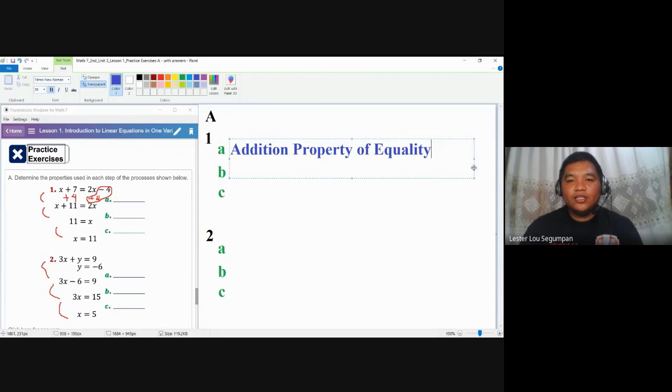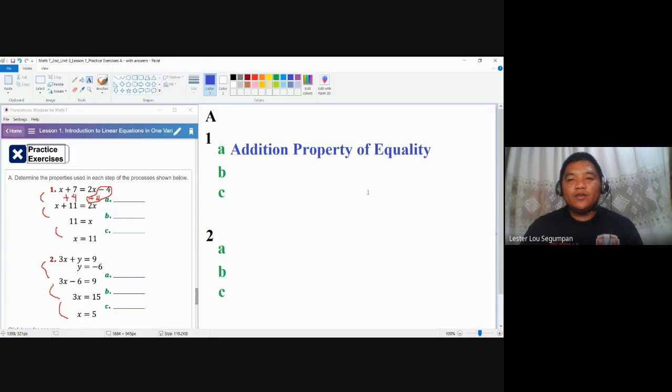The addition property of equality tells us that if you add any term, any expression, any constant or any value on one side, do it on the other side.